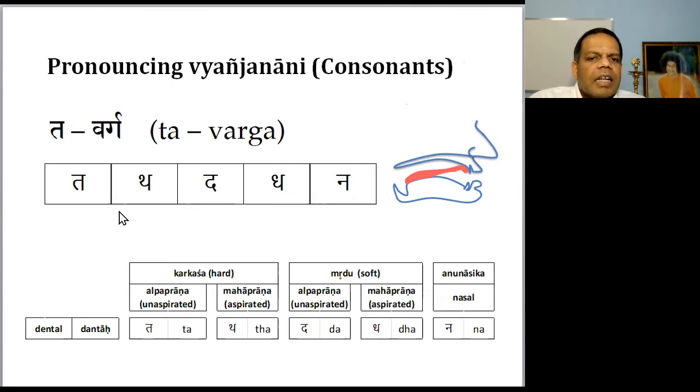Ta, tha, da, dha, na. Actually, what happens is you use your lung more for the second and the fourth letters. Many people say that by practicing these sounds, you improve your lung capacity and the control of the lung muscles also. Ta, tha, da, dha, na.